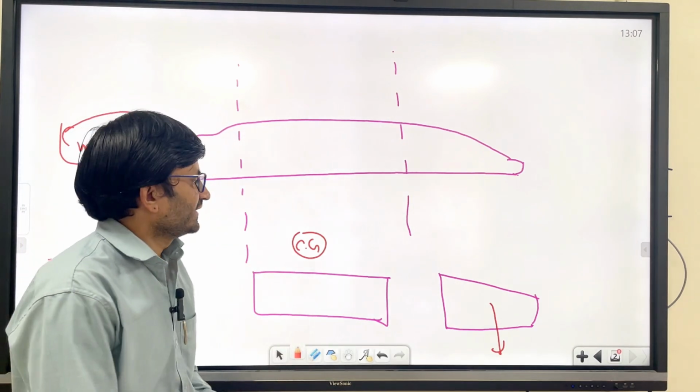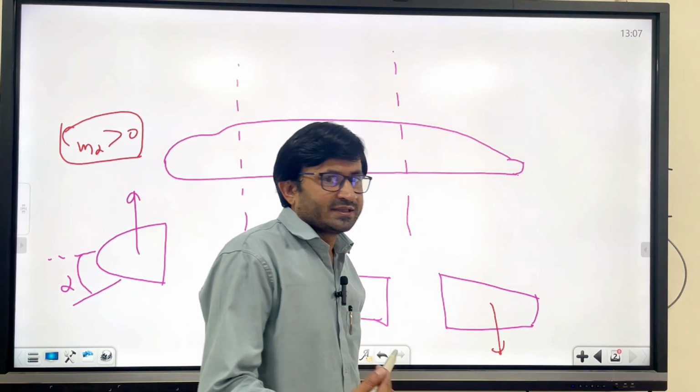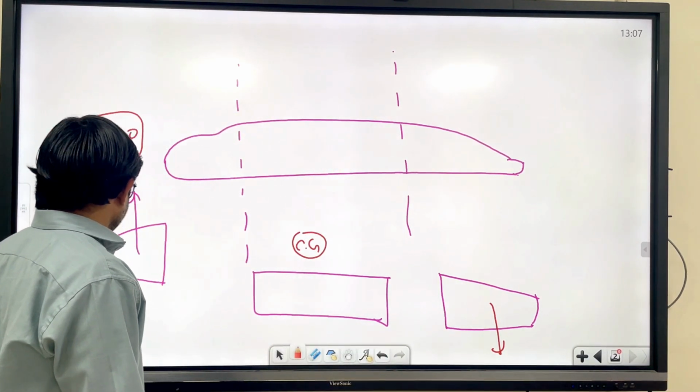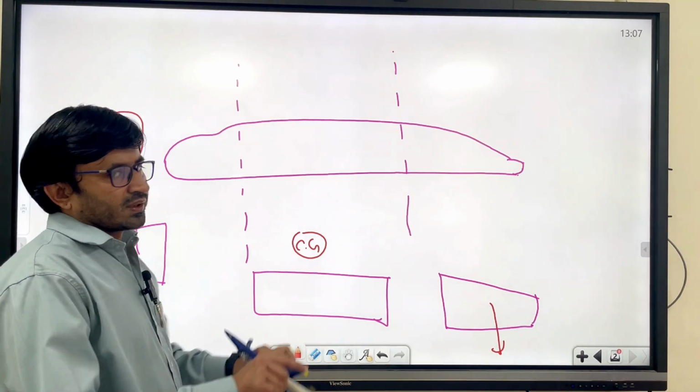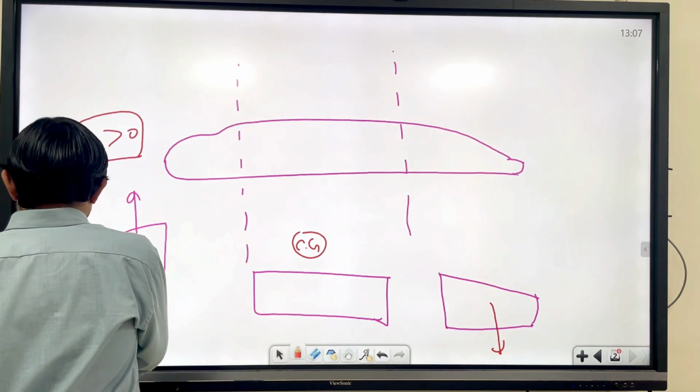We have seen this already, right? So that is the importance of tail design in an aircraft, in order to make the overall aircraft stable.